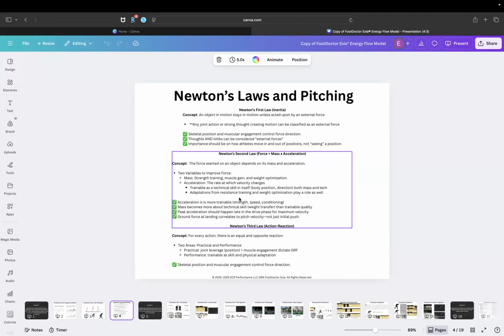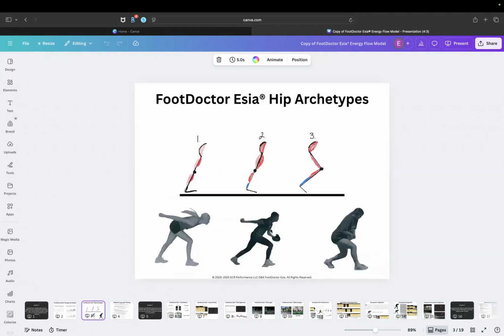The ball is 6 ounces. I've never seen a pitcher not let it go. Where it goes and how hard it goes is the most important thing that we're looking at. And that is not dictated by anything else but these laws. Newton's third law: for every action, there's an equal and opposite reaction. That comes down to the position of your body, back to those hip archetypes.